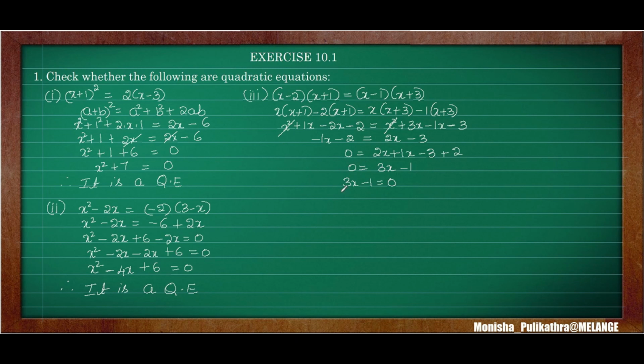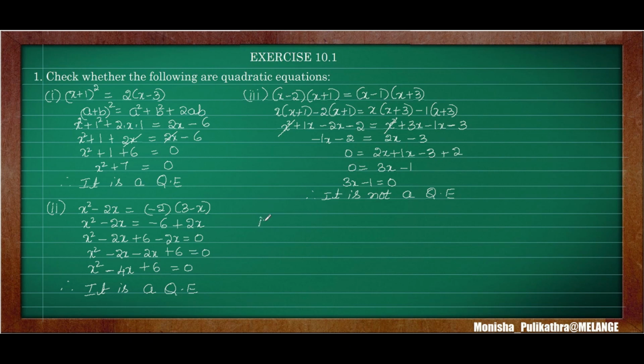We know that a quadratic equation will always be in the form of ax square plus bx plus c. The highest degree should be 2. Here the highest degree is 1. Therefore, it is not a quadratic equation. It is not a QE.